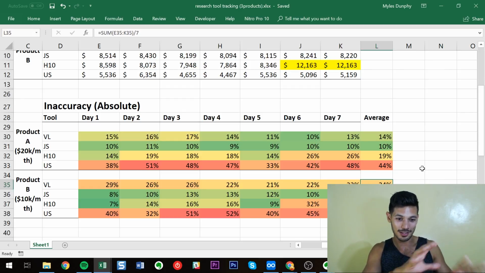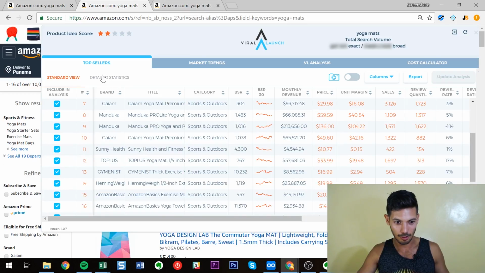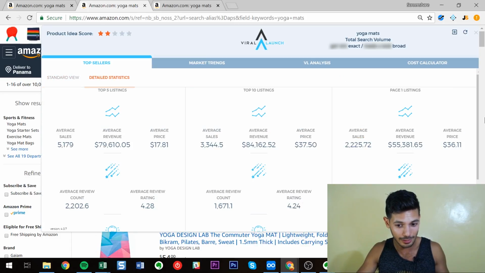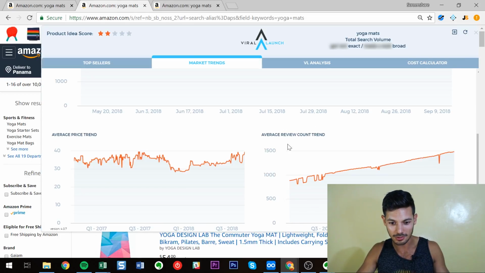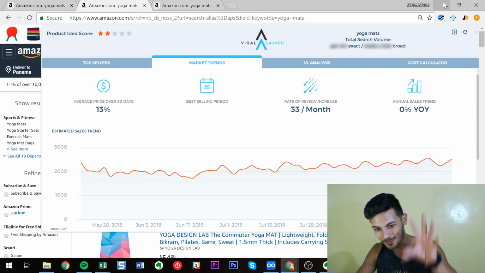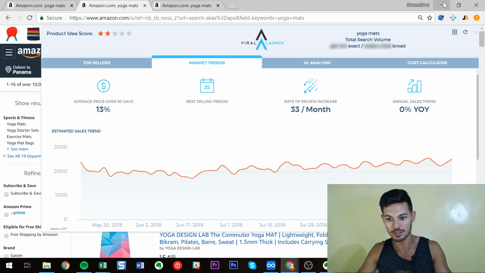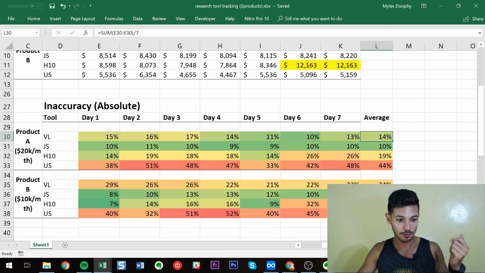I think all of the features in the rest of the Chrome extension, I'll just quickly show you here. I don't use this page that much, this main one. What I really like about Viral Launch is this detailed statistics and the market trends. Those two are the reason why I'm using Viral Launch now. So I'm not going to talk about this comparison of these Chrome extensions. What I'm going to do is run through the numbers, and Viral Launch did not win this contest, okay? So it was 14% off for the first product, 24% off for the second product.